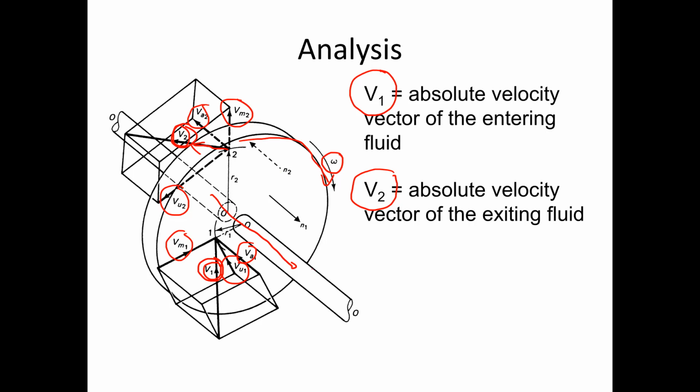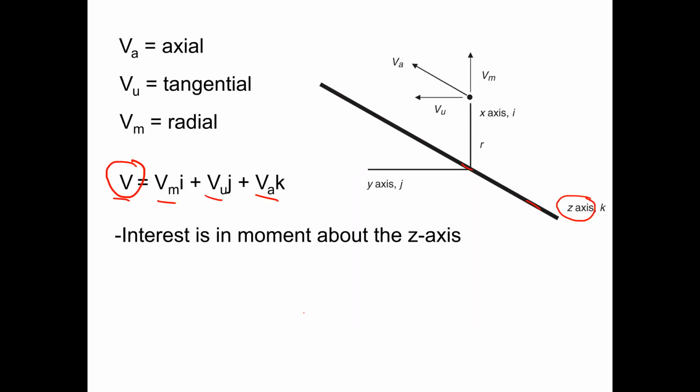What's happening, for example, in a turbine is that a fluid is entering and leaving and causing the turbine to spin, or a pump is spinning to cause an increase in energy to the fluid. But in any case, what's of interest to us is the component of the velocity that causes the moment about the z-axis. So if we take the cross product of the radius and the absolute velocity of the fluid, we can do our cross product matrix here.